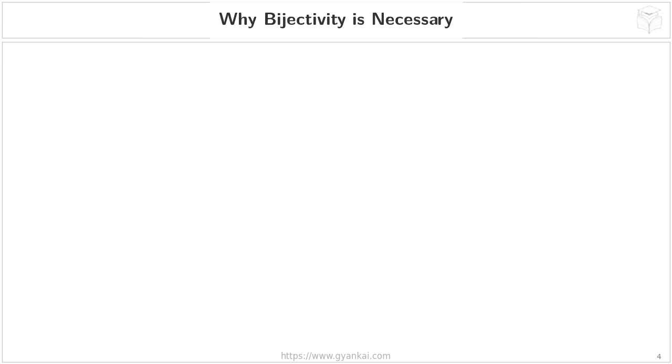Why bijectivity is necessary. So let's move on to understanding why a function needs to be bijective, that is, both injective and surjective, in order to have an inverse. As we've seen in the previous examples, finding an inverse involves essentially swapping the inputs and outputs of the original function. But what happens if the function isn't well behaved? That's what we'll explore now. The core idea is this: a function must be bijective to have an inverse.